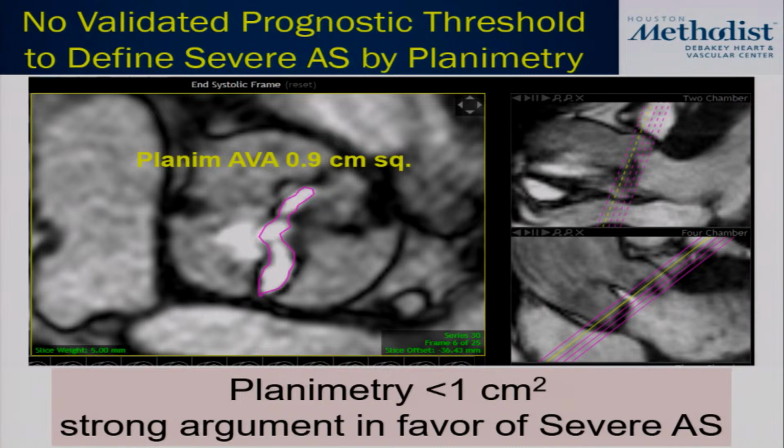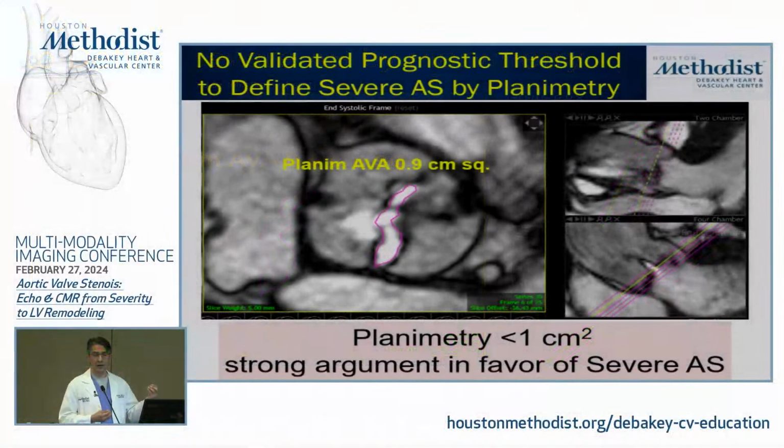physician who reads these CMR reports to know that if we give you a planimetered valve area less than 1, remember the planimetered valve area is slightly larger than the effective orifice area. This really is a very strong argument that your patient has severe aortic stenosis. So the number is the same as the echo, but in general, just a little bit larger.